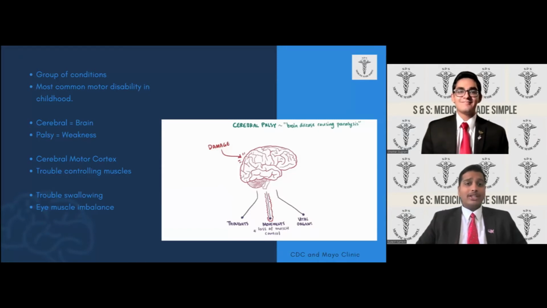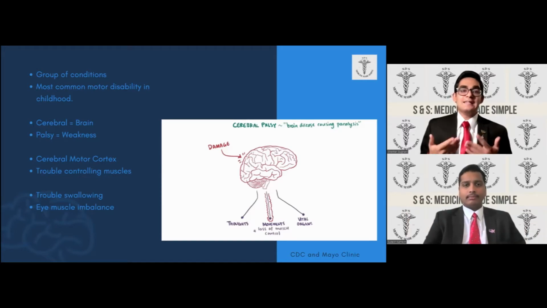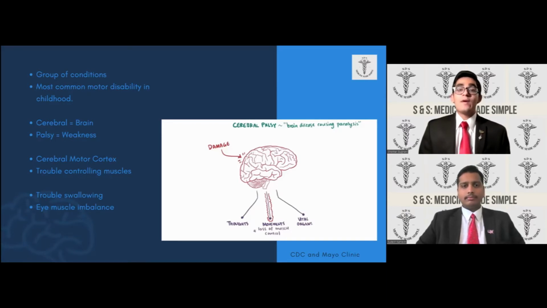The word motor means movement, so this area of the brain is responsible for helping you move around. So, of course, any damage to this area can make it difficult to control your muscle movements. Cerebral palsy can occur if this cortex doesn't develop normally in the fetus, or if there's injury to the brain before, during, or after birth. So some common problems patients may have are trouble swallowing or eye muscle imbalance, meaning that it's really hard for them to focus their eyes in on certain objects.